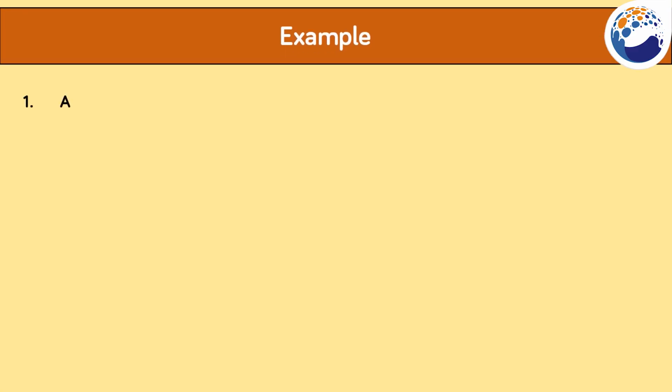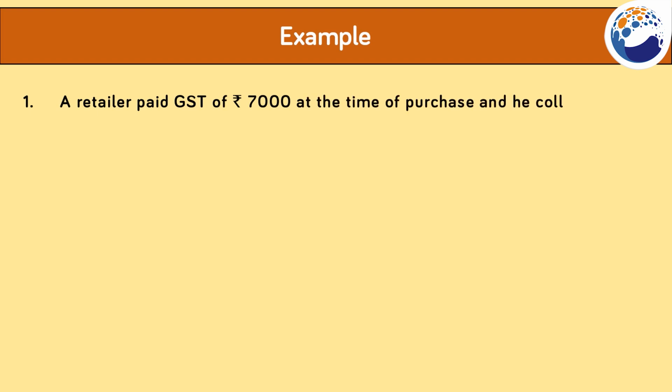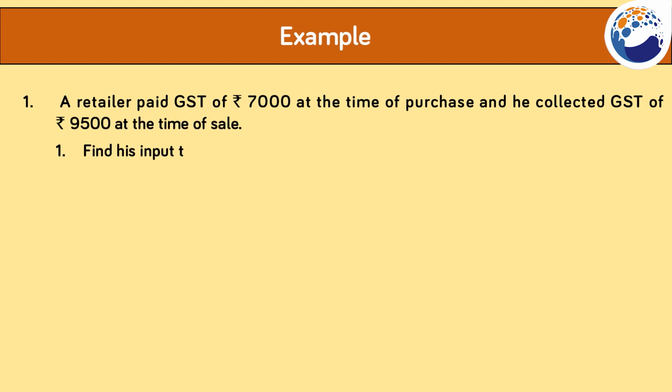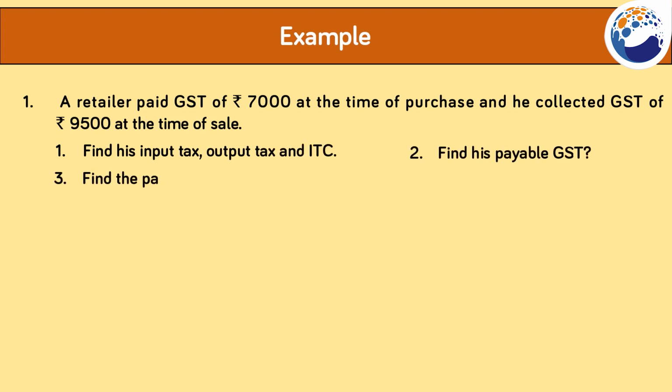Examples: 1. A retailer paid GST of rupees 7,000 at the time of purchase and he collected GST of rupees 9,500 at the time of sale. Find his input tax, output tax and ITC. Find the payable GST. Find the payable CGST and SGST.